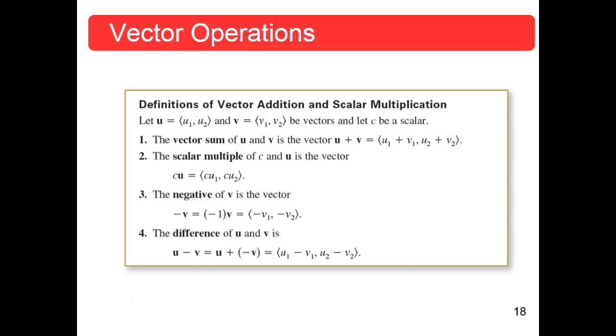Now, what is the difference? Here we have the sum of two vectors. The difference of two vectors would be U minus V, which is the same as U, the first vector, plus the opposite of V, the second vector. And that would then be U1 minus V1, comma, U2 minus V2. So it's just like you would expect.